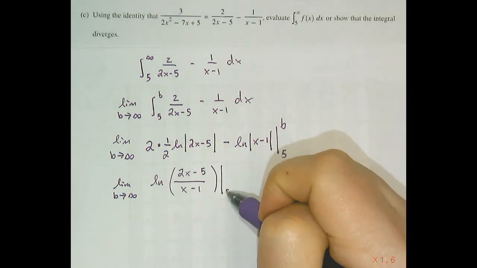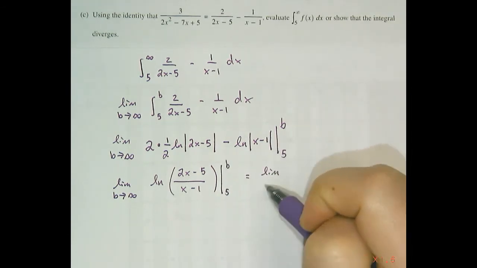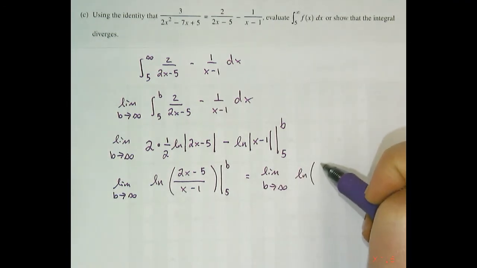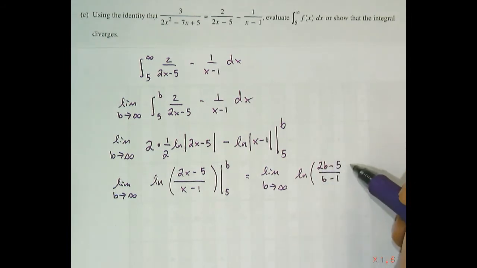So the absolute value is not necessary at this point anymore. If we go from 5 to b, this gives us the limit expression of ln of (2b minus 5) over (b minus 1), subtract ln of 5 over 4.